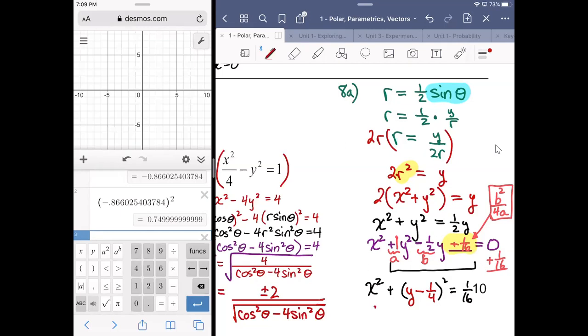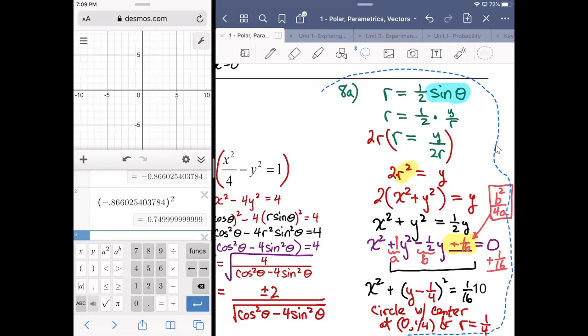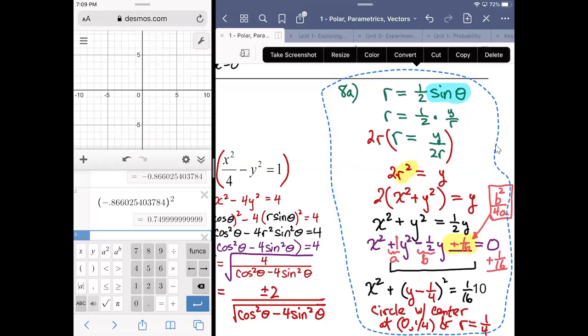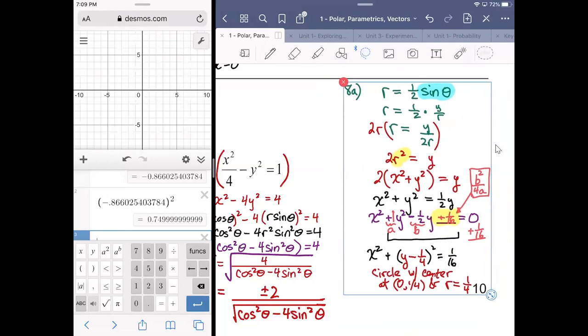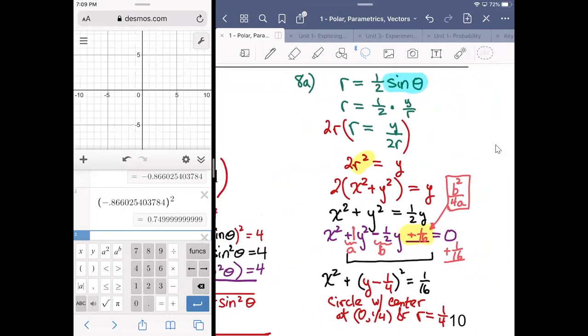So I'd be looking at a circle with center at 0, 1/4 and a radius of 1/4. And I'm going to try to bring this up a little bit. Make it a little easier. A little hair there, a little eyelash. All right. And so that's my standard form equation.